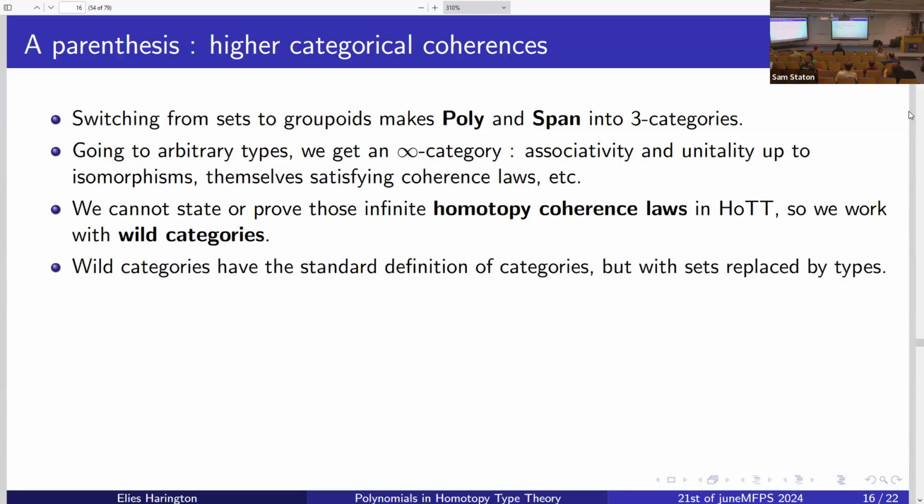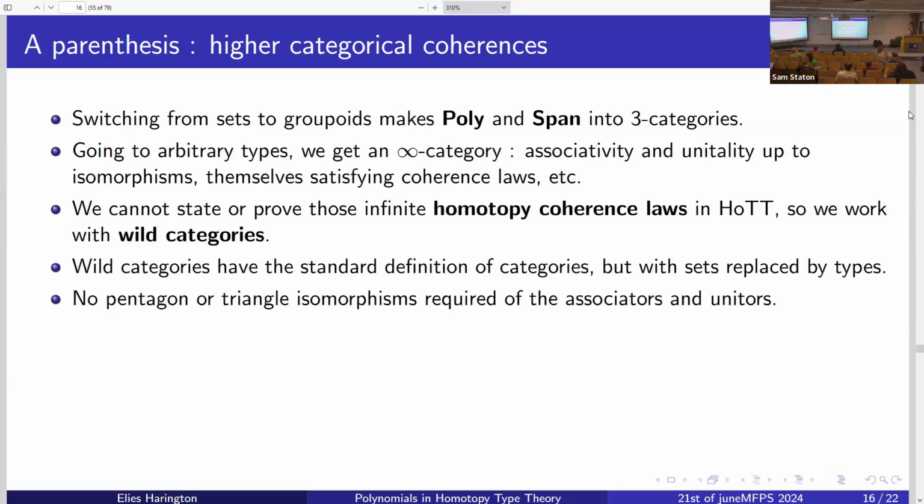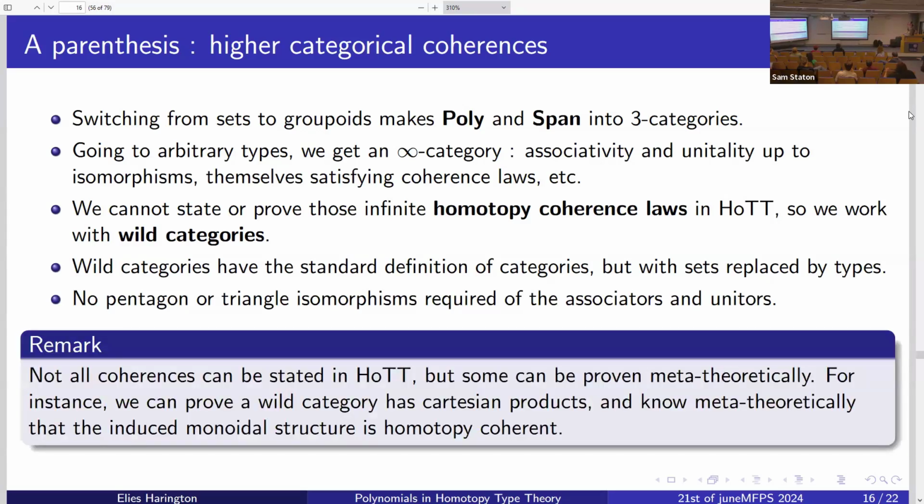So the notion is the notion of wide categories. Basically, you take the definition of categories, but you replace sets with types, and you don't ask any coherences beyond associativity. You ask associativity and unitality, but no triangle or pentagon axioms, nothing of the sort. And even though this seems like a way less strong notion, actually everything that can be proven in homotopy type theory using universal properties can actually be shown meta-theoretically to be homotopy coherent all the way up to infinity.